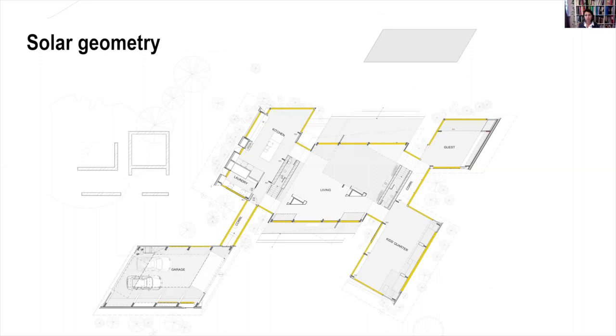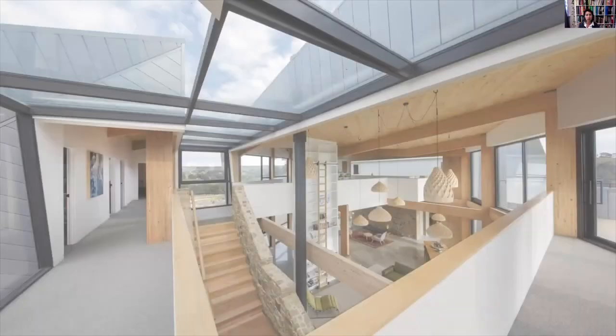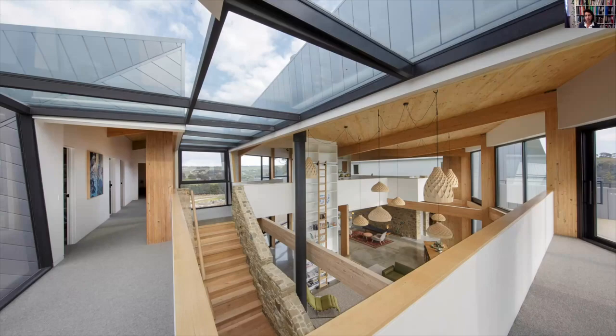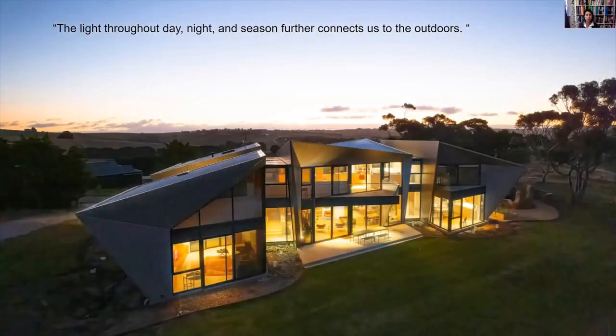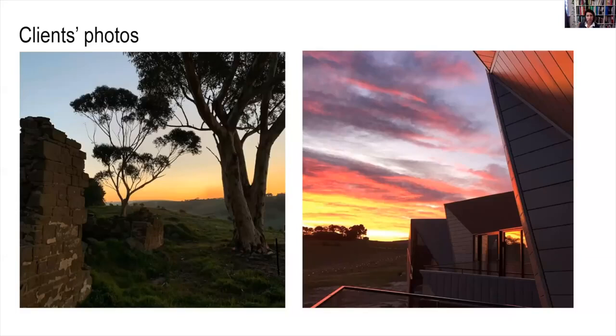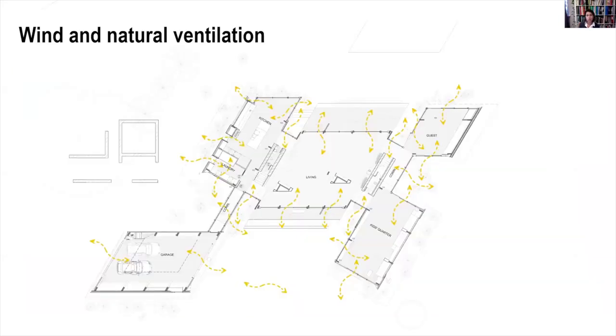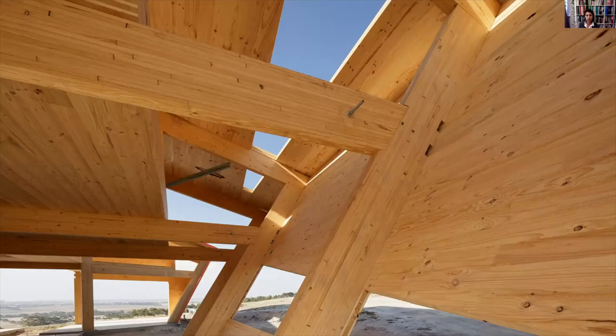Starting with the first passive design principle, the solar geometry, we ran daylight simulation, capturing not only the north light but, in the words of my client, the light throughout day, night, and season that further connects us to the outdoors. These are their images. We ran a wind simulation early on in Rhino, and it confirmed that a cluster of pavilions was able to disrupt a little bit of the turbulence of the wind, which is really strong up there, while making sure we have a lot of breezes, cross and stack ventilation.